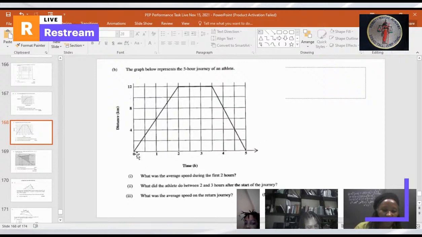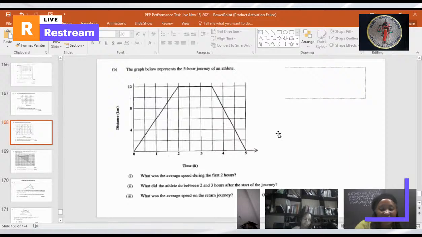So when he was leaving home, he was going at 6 kilometers per hour. And back home, he's going 8 kilometers per hour. So you notice which one of the lines is steeper, would you say? Which one has a steeper gradient? The first or the second? The second.